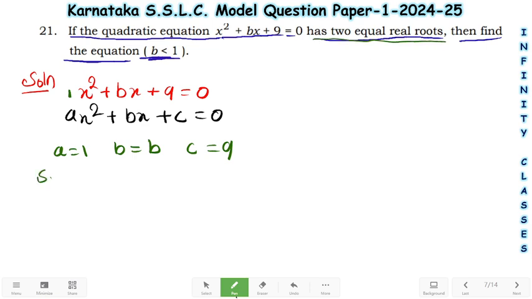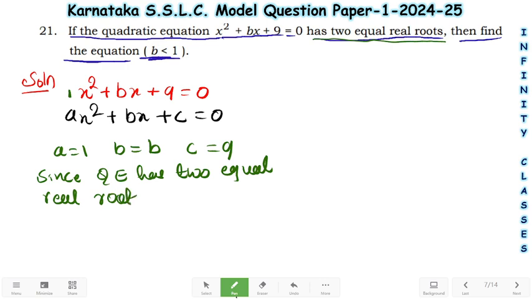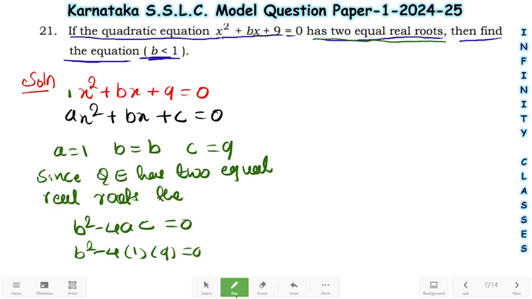Since the quadratic equation has two equal real roots, b square minus 4ac is equal to 0. So what is the value here? b square itself minus 4, a means 1, c means 9, equal to 0.